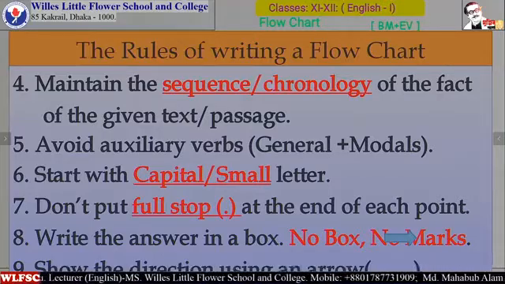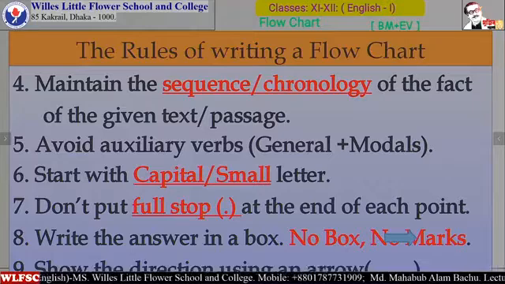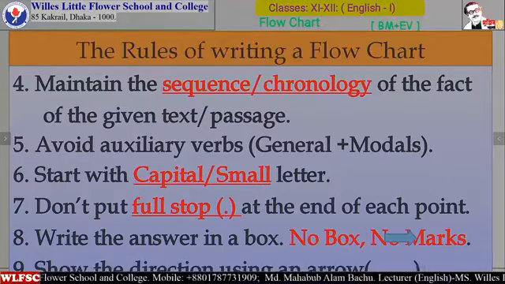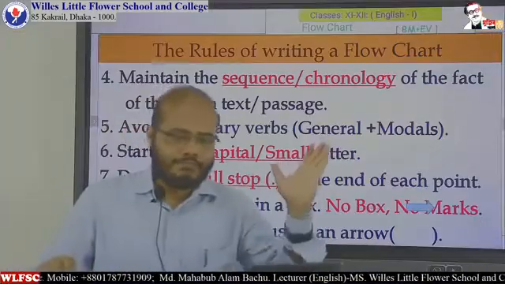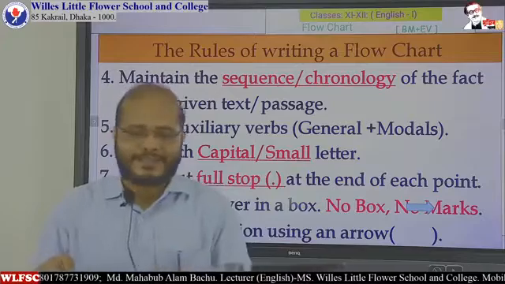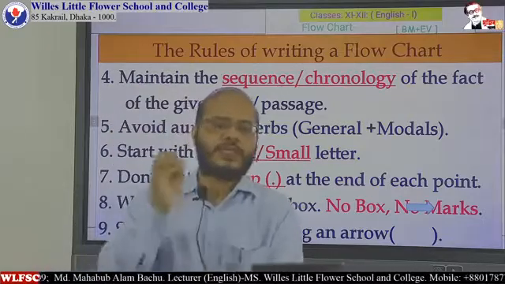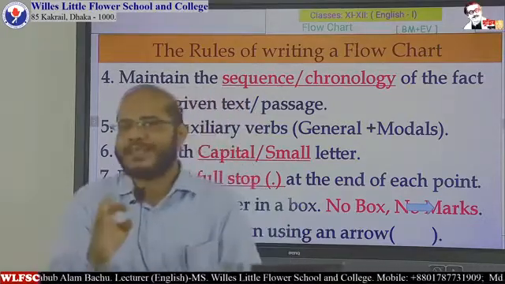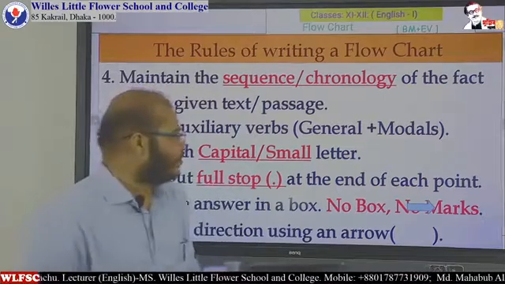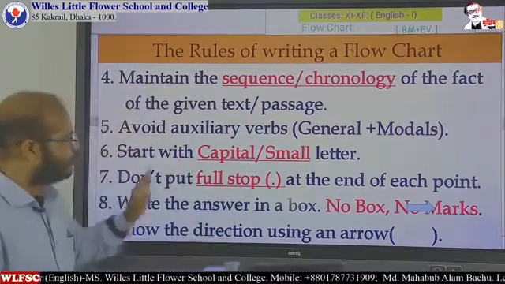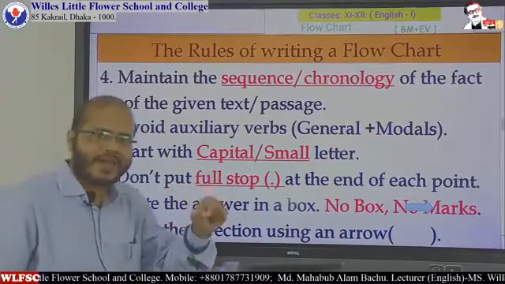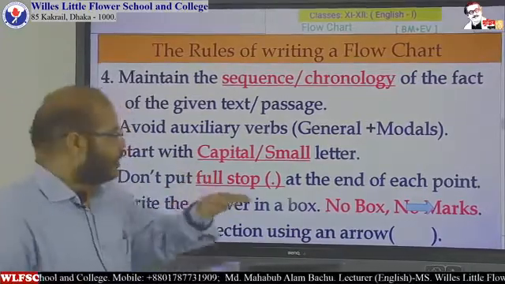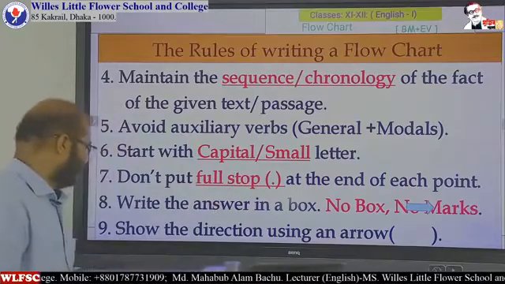That means you need not put any kind of full stop in your flowchart. A full stop basically indicates the end of a full sentence, and we usually put a full stop after completing a full sentence. Here you are writing a part of a sentence, a phrase, a point, or a list, so you need not put a full stop.